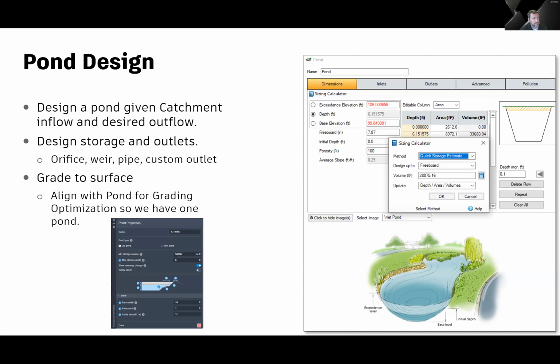And ideally, we already created some grading object for grading optimization to represent a pond and then be able to go grade it. I'm not saying that's necessarily the grading solution here, but I think if we have a pond, we want just one pond in Civil 3D that could be used in multiple ways.